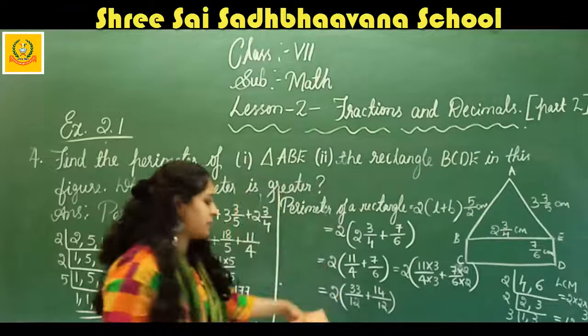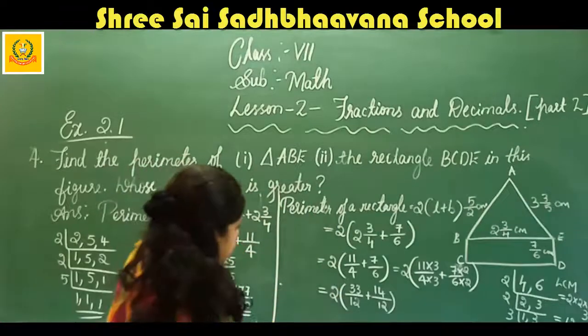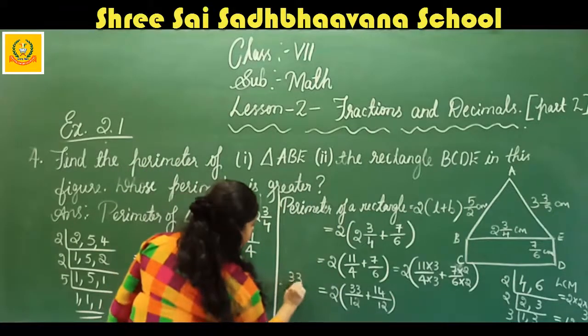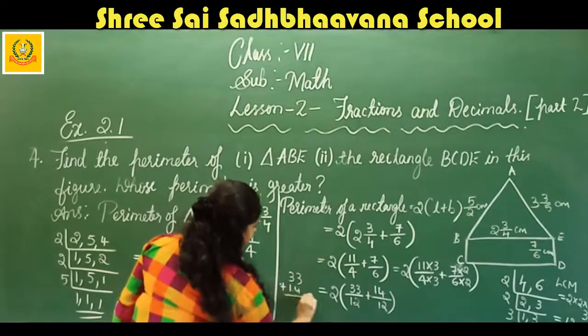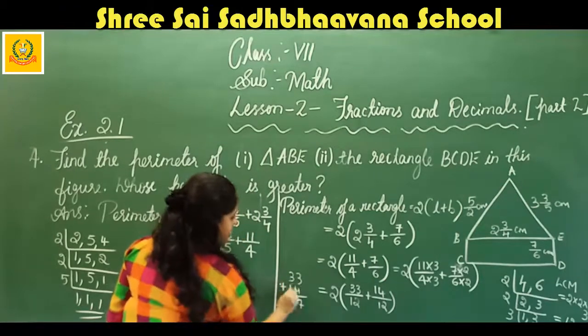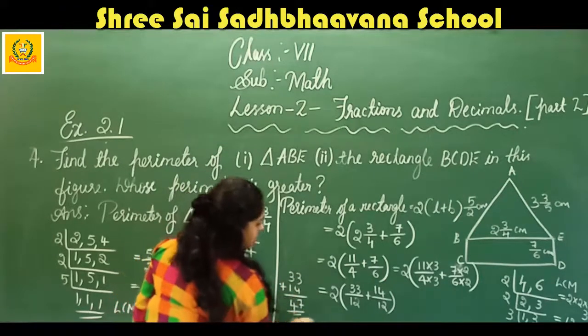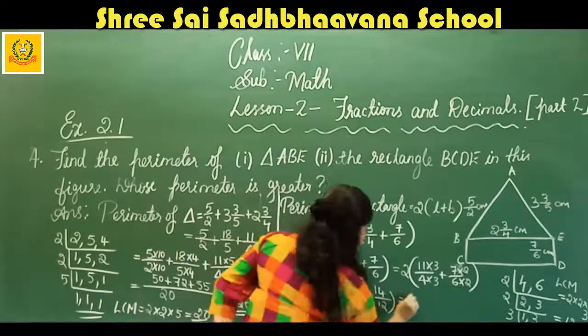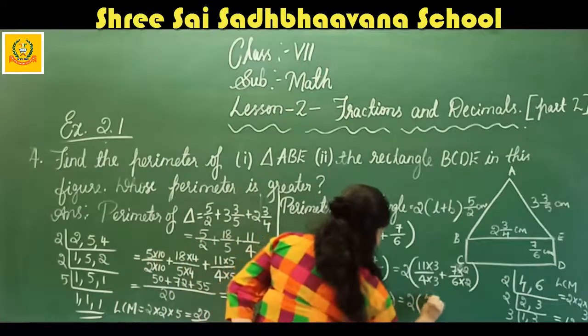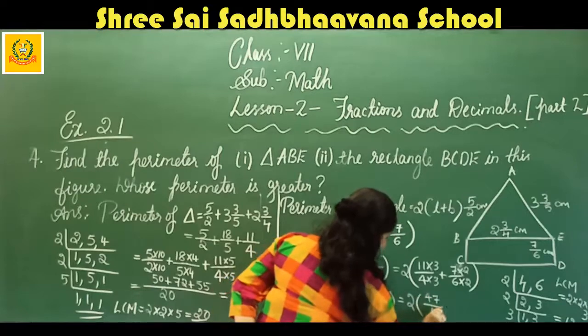Now what do I have to do? I have to add the numerators. That is nothing but 33 plus 14. So 3 plus 4, 7. 1 plus 3 is 4. So what is the answer I got now? 2 into 47 by 12.